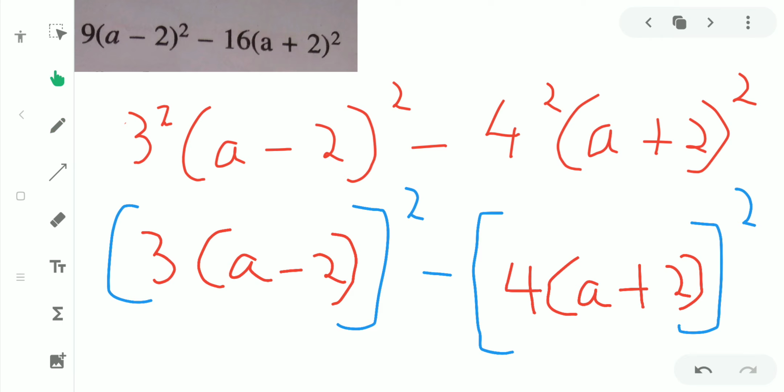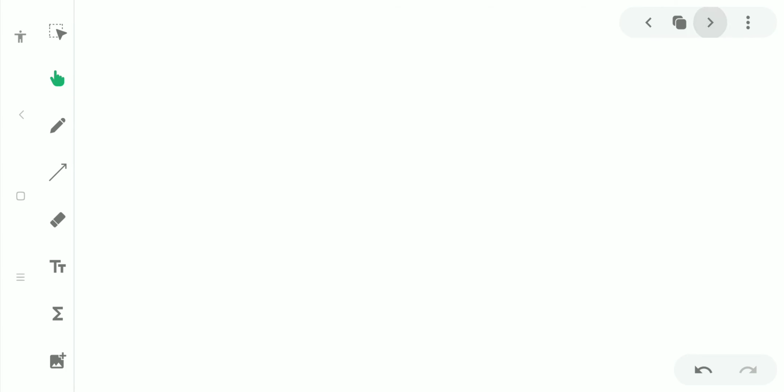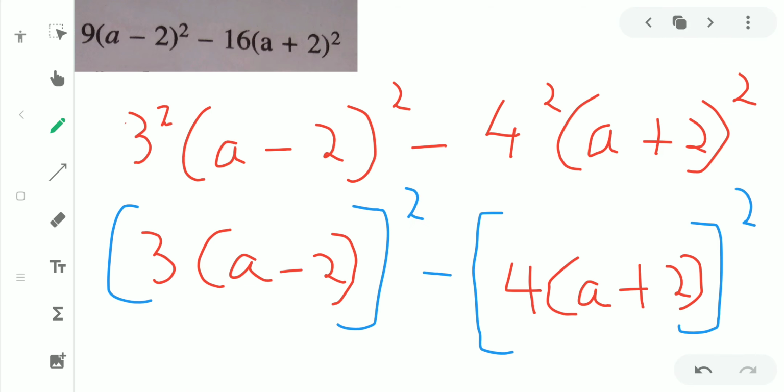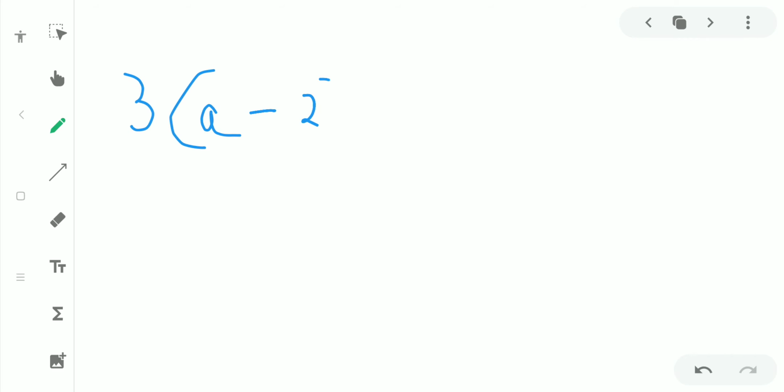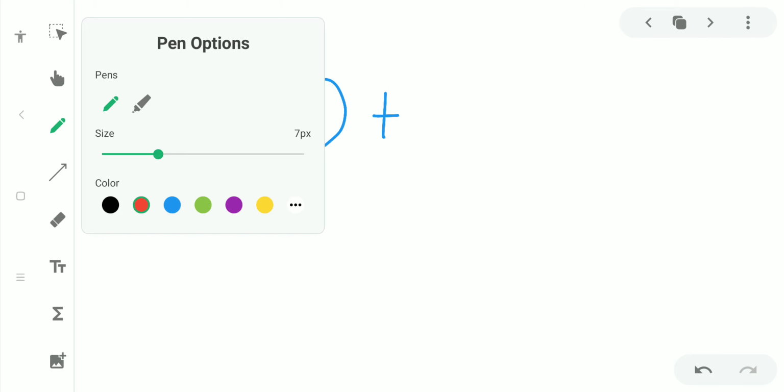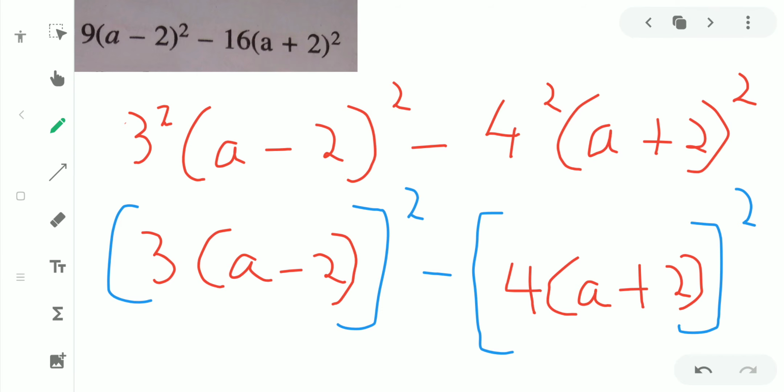Now if you consider 3 times (a minus 2) as a and 4 times (a plus 2) as b, you will be getting a square minus b square, which results in (a plus b) times (a minus b). So we are having 3 times (a minus 2) plus 4 times (a plus 2).